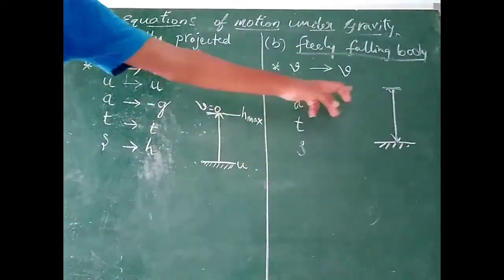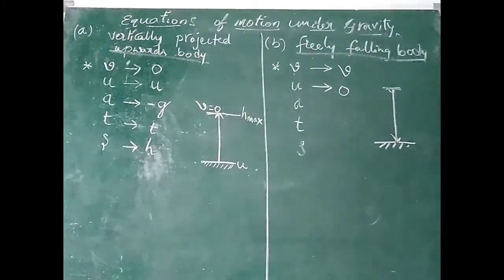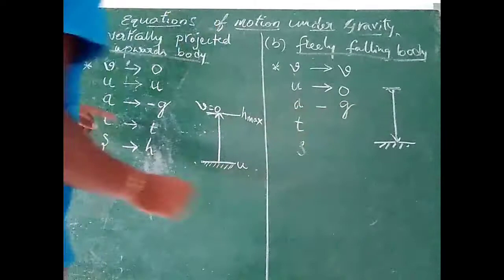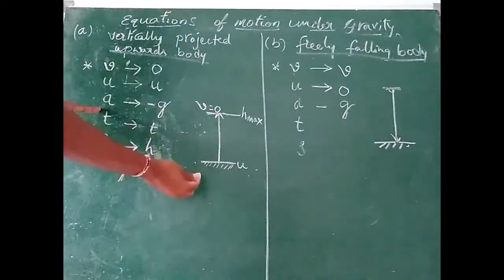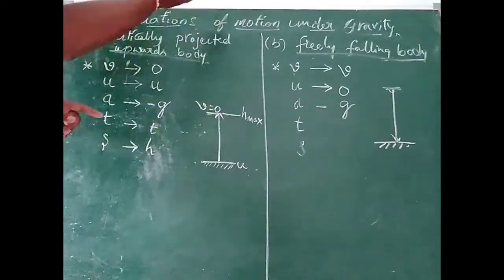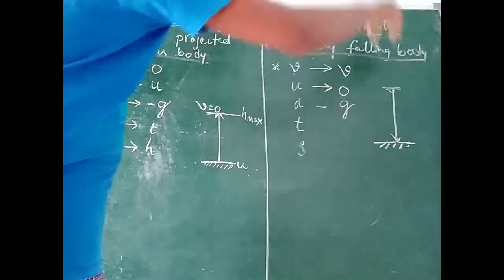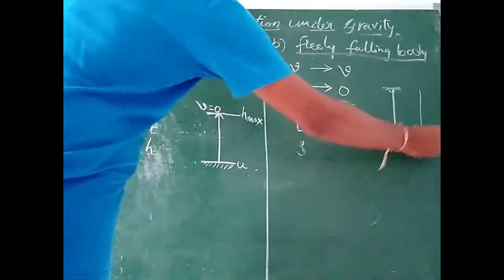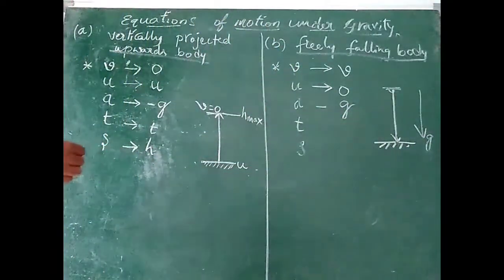So the initial velocity of the body is 0, for a freely falling body. And a becomes g. For a vertically projected body, a becomes minus g because the body is moving in the direction opposite to gravity. But here the body is moving in which direction does gravity act? In the vertically downward direction. It always acts vertically downward.